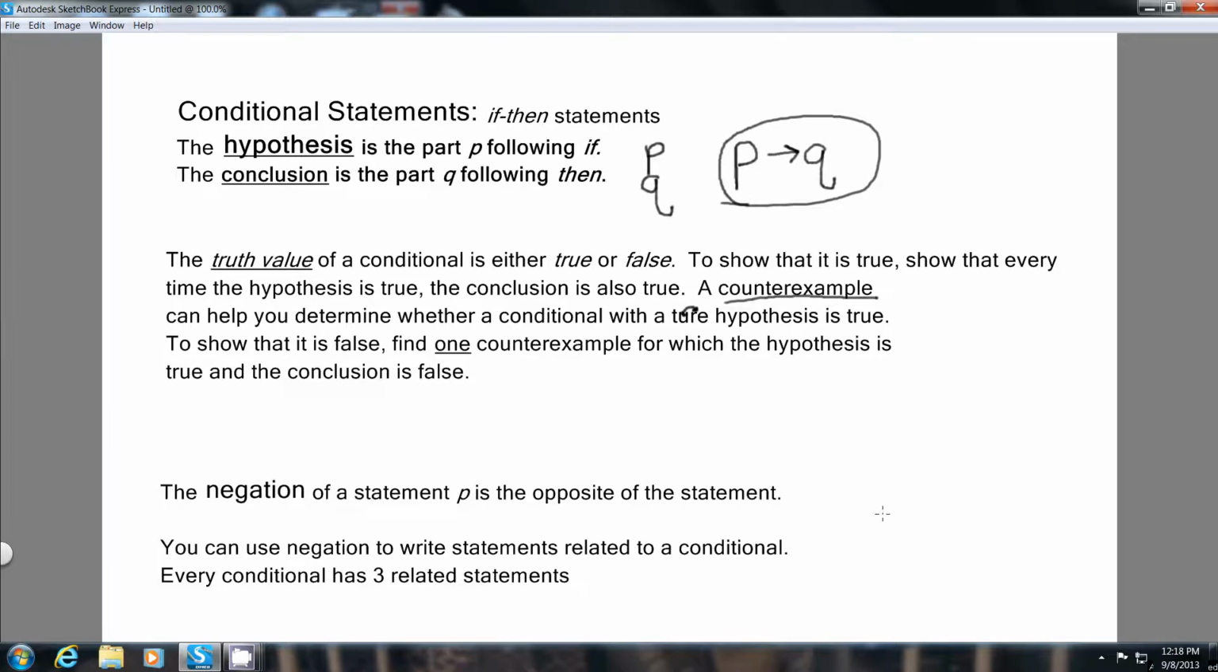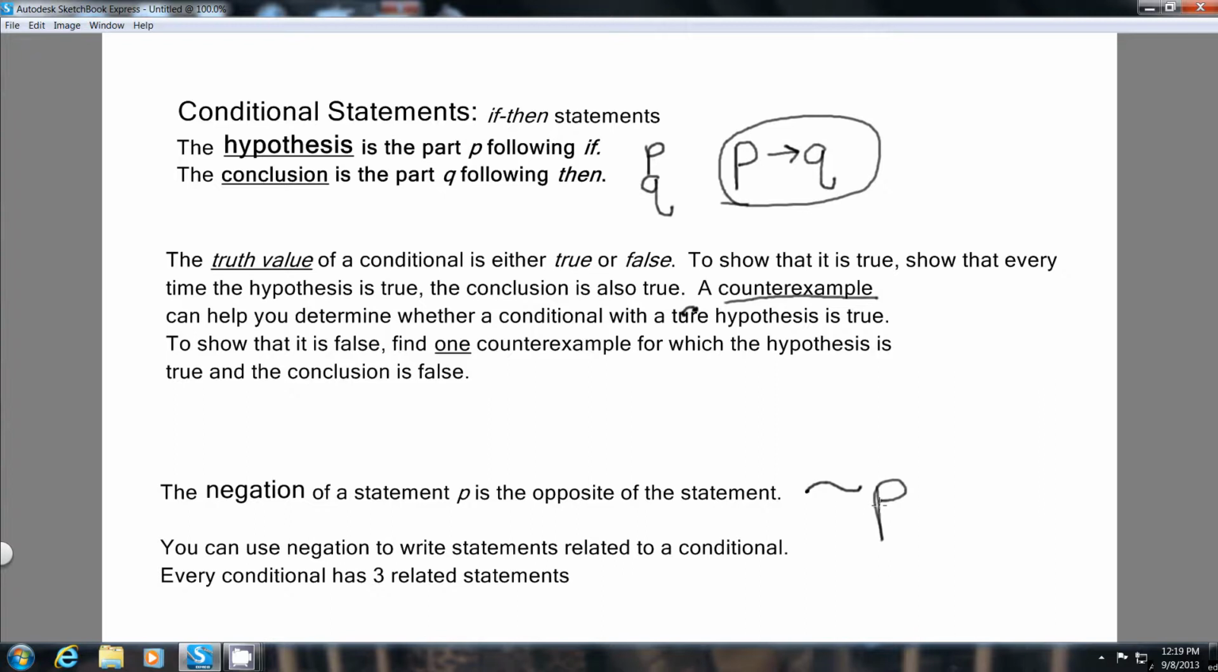The negation of a statement P is the opposite of the statement, and it is written like this. The negation symbol is sort of like part of an approximation symbol. This is read as not P. Where this up here is read as if P, then Q. This is read if not P.